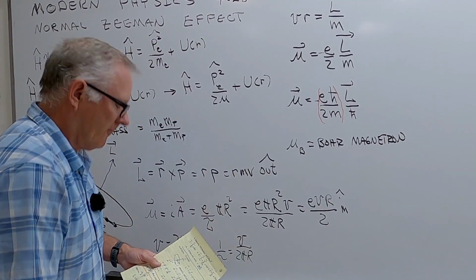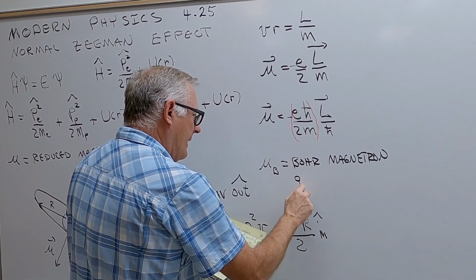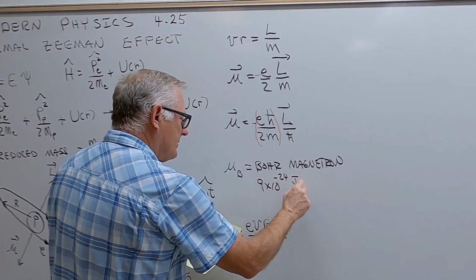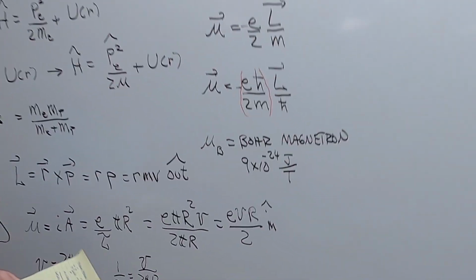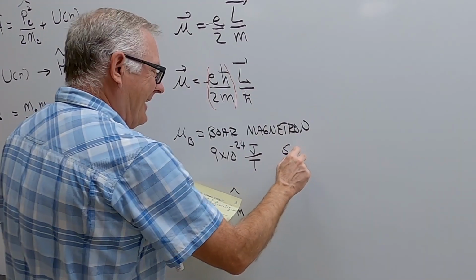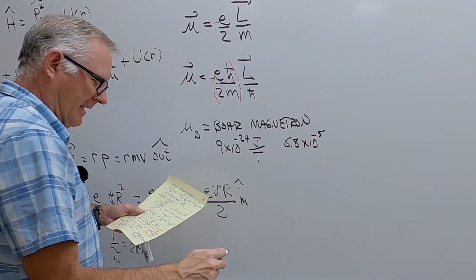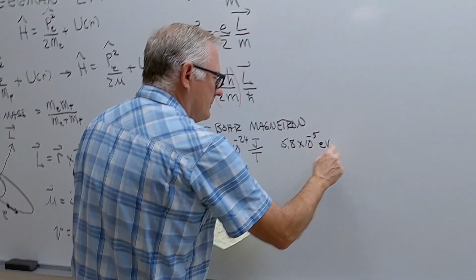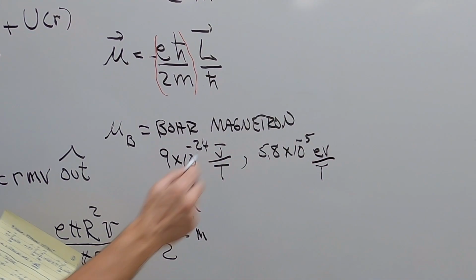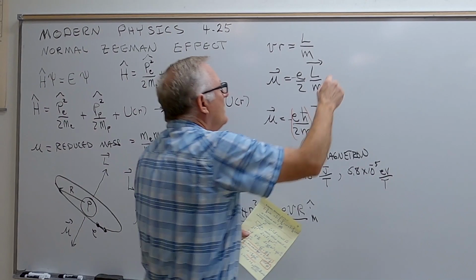Okay, and it's just from fundamental constants. And this thing is 9 times 10 to the minus 24 joules per Tesla. Or if you want to put it in eVs, it's 5.8 times 10 to the minus 5 eV per Tesla. Okay, so it's an energy per magnetic field.